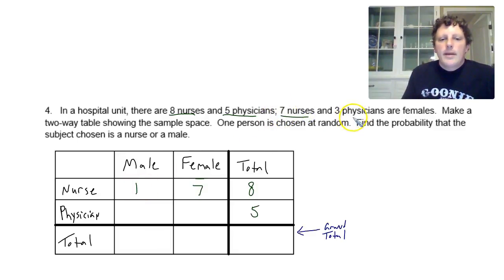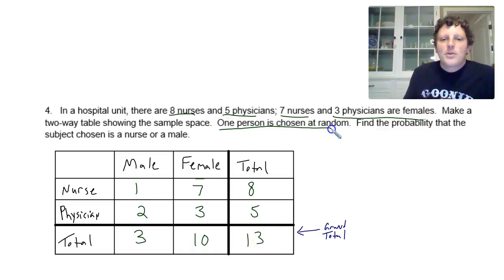3 of the physicians are female. So of the 5 physicians, 3 of them are female, which leaves of the 5, 2 to be male. So by looking at this, we're filling in our table. Now we say 1 plus 2 gives us 3 males. 7 plus 3 gives us 10 females. And altogether, my total for the row of males plus females, 13, plus my total column for nurses plus physicians, they have to equal the same thing, which is 13. So, got my two-way table now.